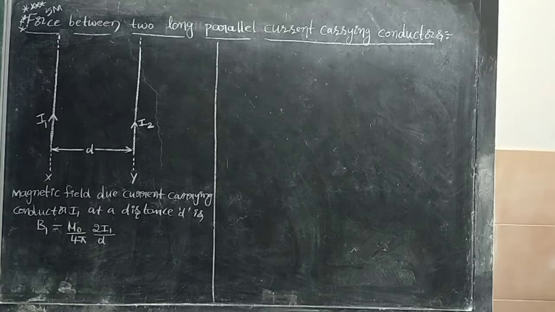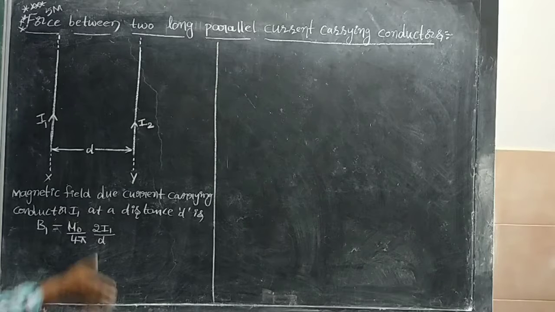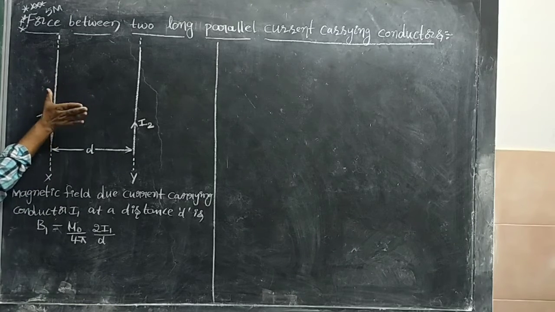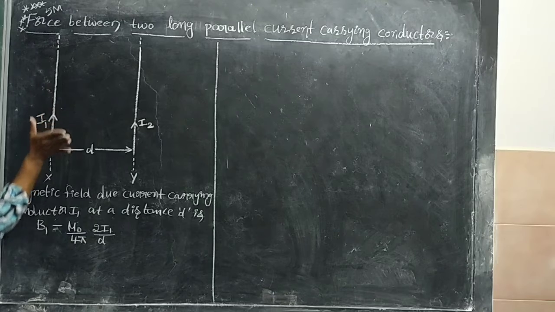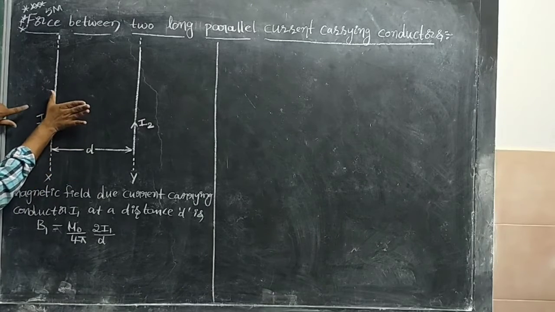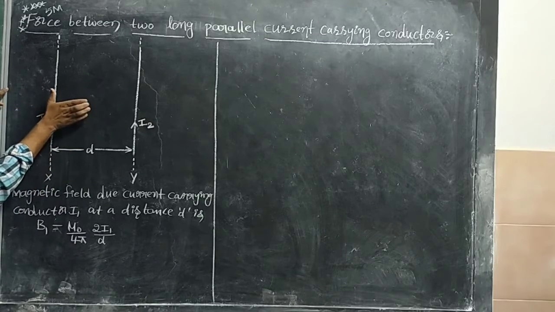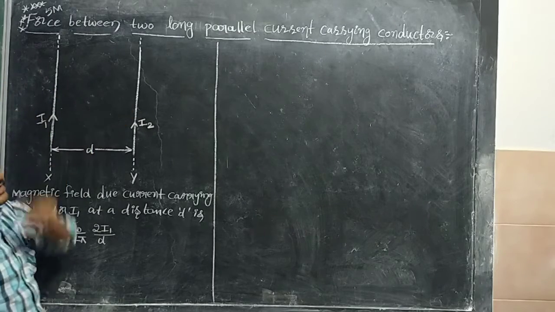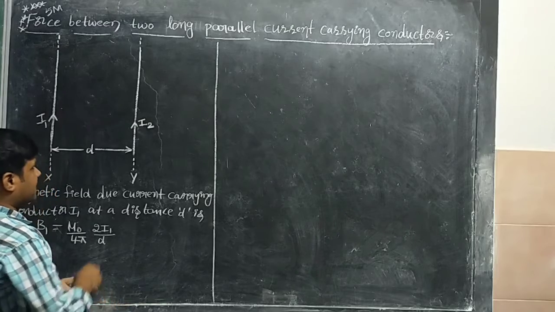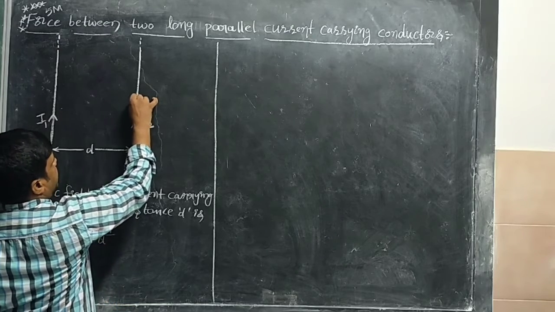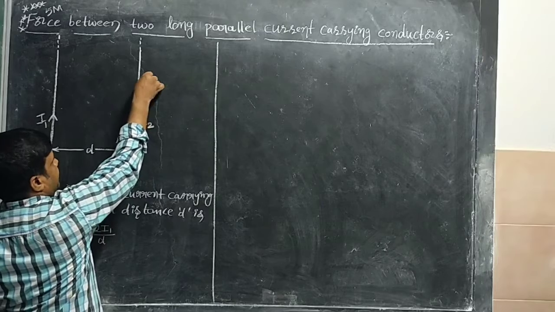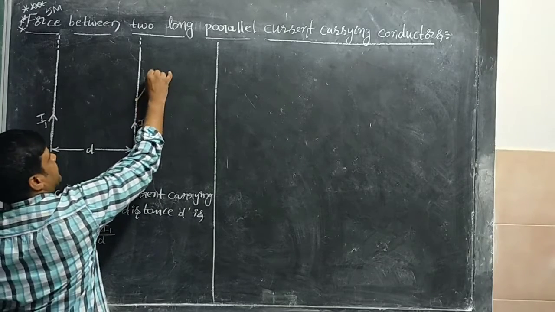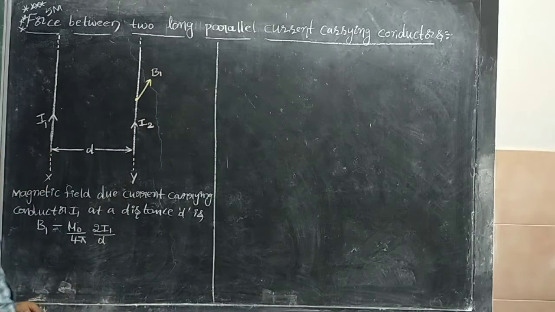Sir, what is the direction of the magnetic field due to this first current carrying conductor? Using the right hand thumb rule, you put the thumb in the direction of current, and the circle of the fingers in this region is inward. That means at this point, the direction of the magnetic field is inward, like this. Inward direction of the magnetic field is nothing but B1.